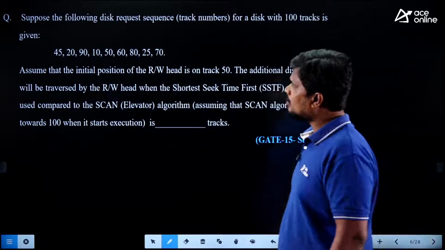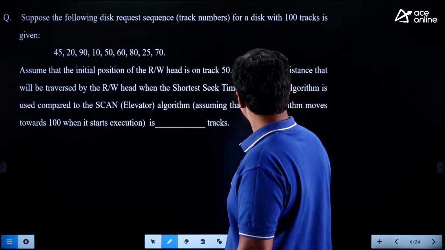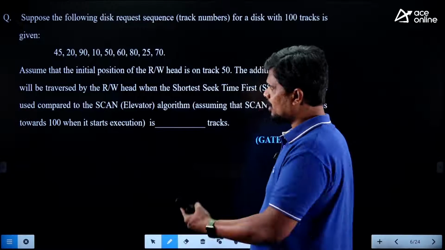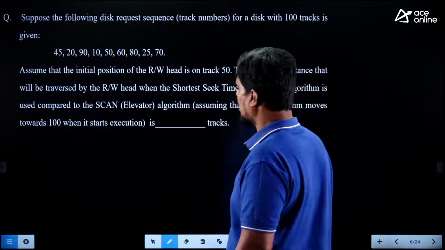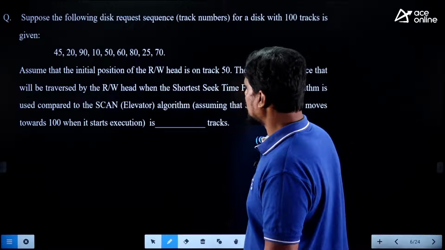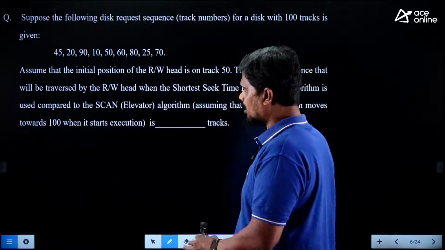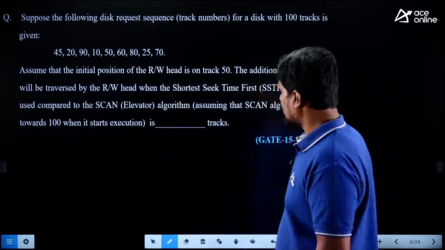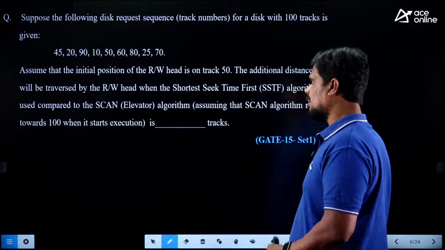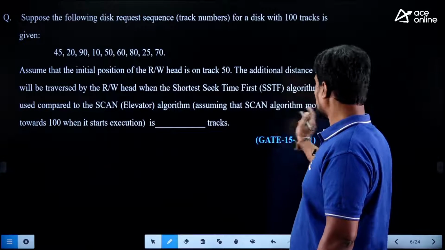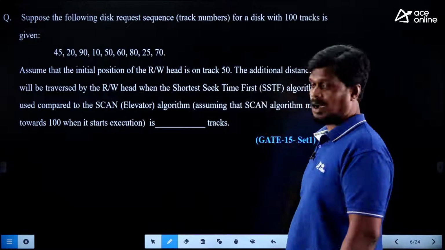Right. So here, suppose the following disk request sequence for a disk with 100 tracks is given: 45, 20, 90, 10, 50, 60, 80, 70, and 25. Assume that the initial position of the read-write head is on track 50. The additional distance that will be traversed by the read-write head when the shortest seek time first algorithm is used compared to the scan algorithm, assuming that the scan algorithm moves towards 100 when it starts execution, is dash tracks.